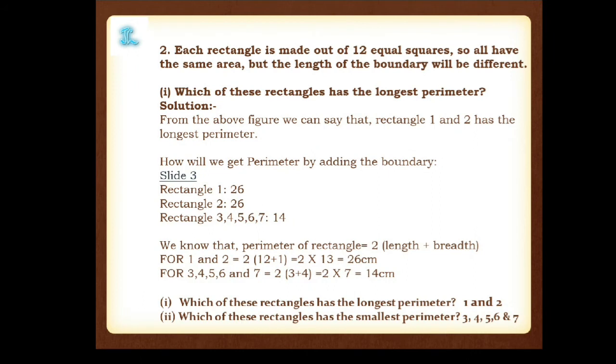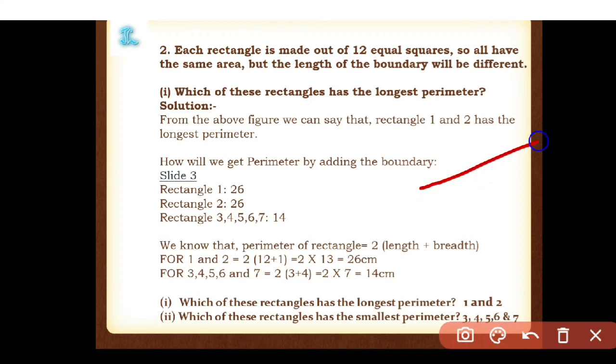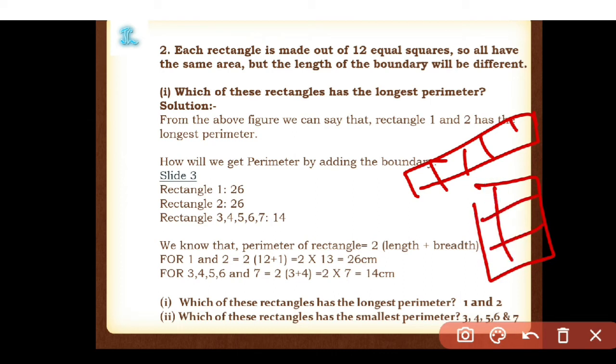Now the next question. Each rectangle is made out of 12 equal squares. So all have the same area, but the length of the boundary will be different. Yes or no? Each rectangle which we drew in the last one has the same number of squares, 12 squares. But are they in the same shape? No, because a few are in a straight line, like this we made, and a few are in the shape of a box, like this we made. So the perimeters are different, but the area is the same.